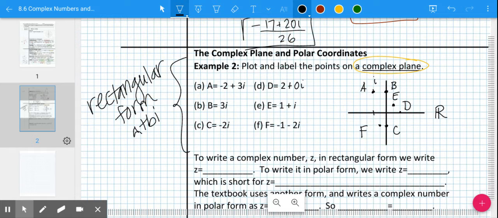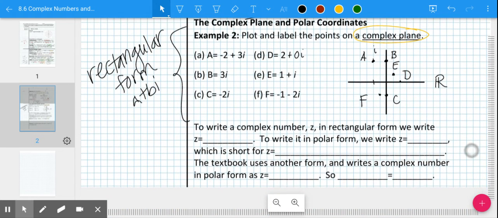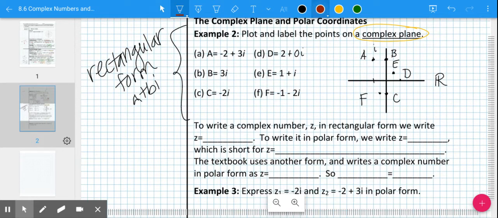Our goal is not to work with this form, which we've done in the past, but to convert all of this to polar form. So good notes here. To write a complex number in rectangular form, we write a plus bi. This is what you have done in the past. To write it in polar form, you write it as r cis theta. R cis theta is a shorthand for r cos theta plus r sine theta i.